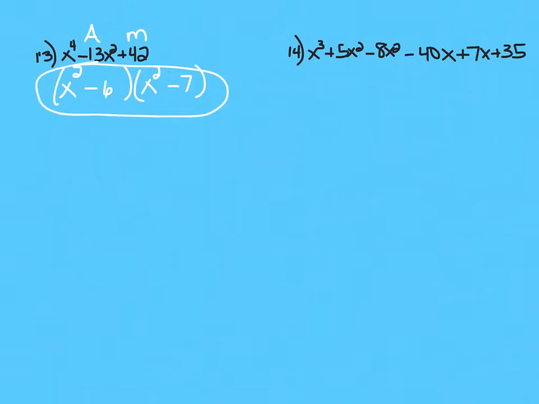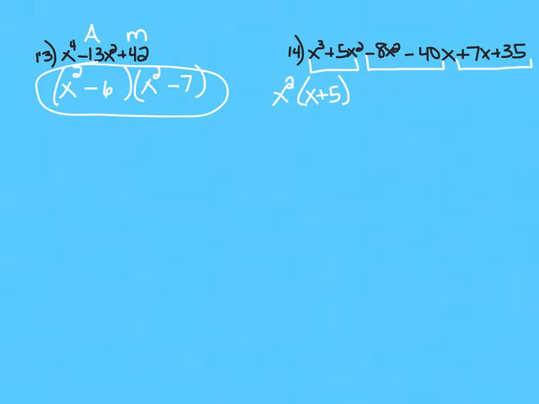All right, so let's group together the first 2, group together the next 2, and group together the last 2. Out of the first 2 terms, I can pull out an x squared, which leaves me with an x plus 5 in parentheses. Out of the next 2 terms, I can either pull out a positive 8x or a negative 8x. Since the signs here don't match up, we want to factor out a negative.